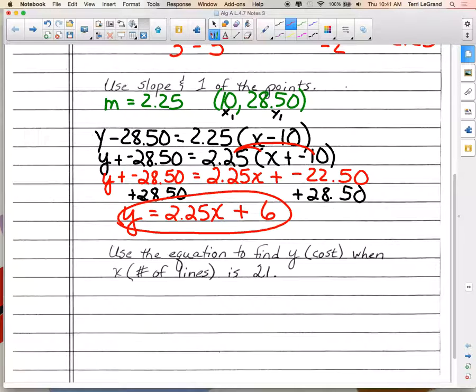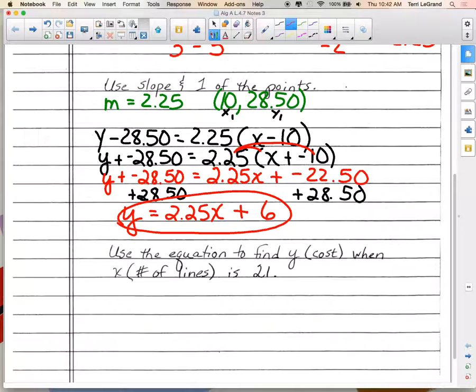Now, even though they did not ask us to do this, there are going to be times in your homework that they are going to ask you, so I want us right now to evaluate what those numbers tell us in that equation. So that x is being multiplied by the 2.25. And remember, what is x representing in this problem? What's the x representing in this problem? Is it the number of lines or the total cost? Number of lines. Look at our ordered pairs. Isn't x the number of lines?